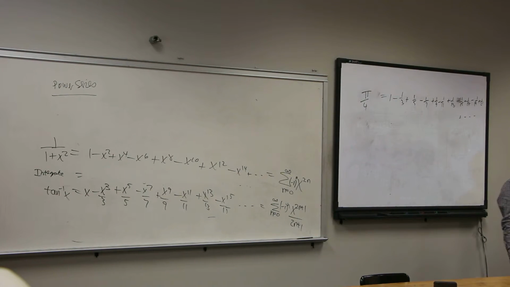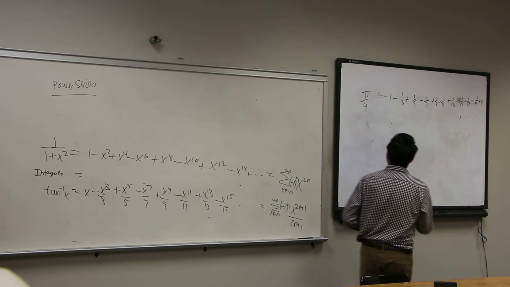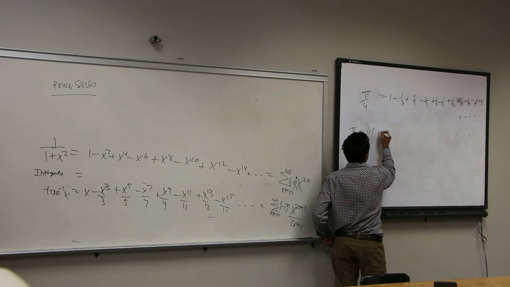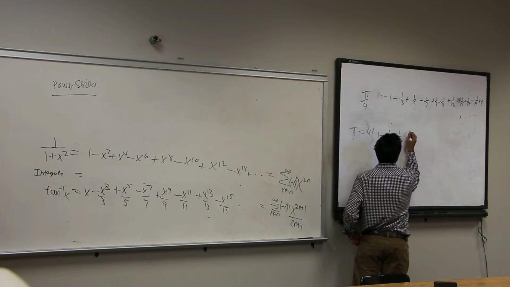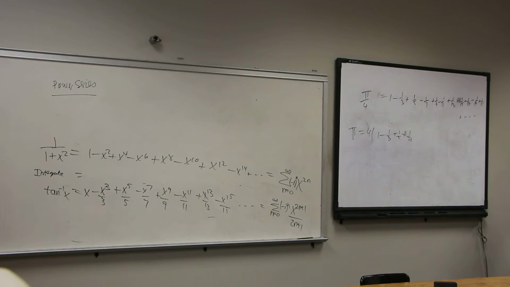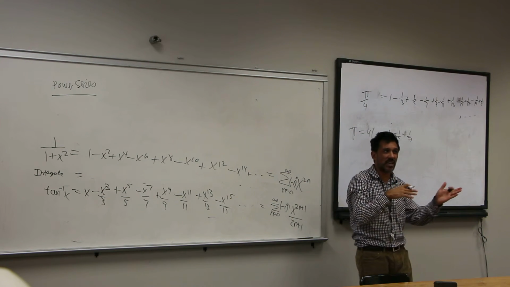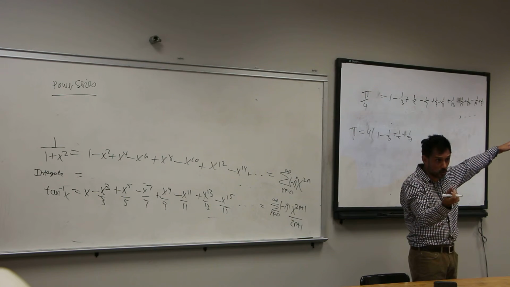Astonishing. It doesn't converge very quickly. You have to go to about 1,000 terms before you get a good approximation.